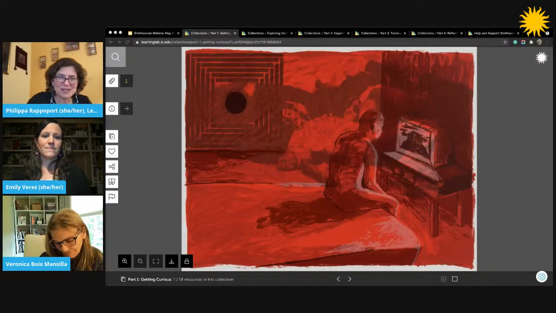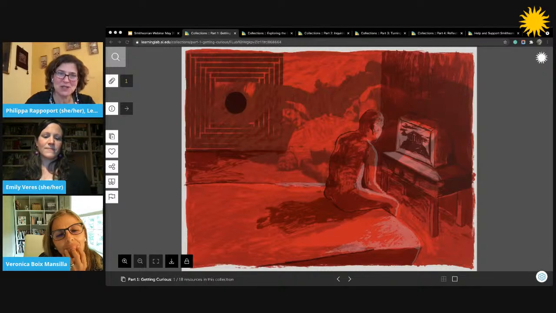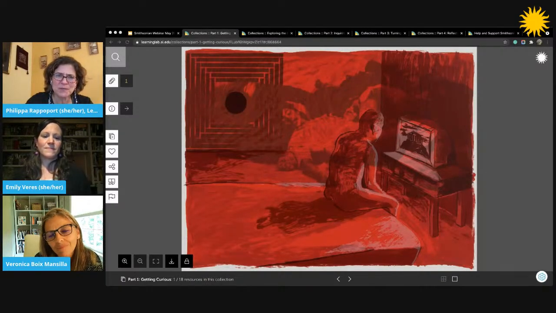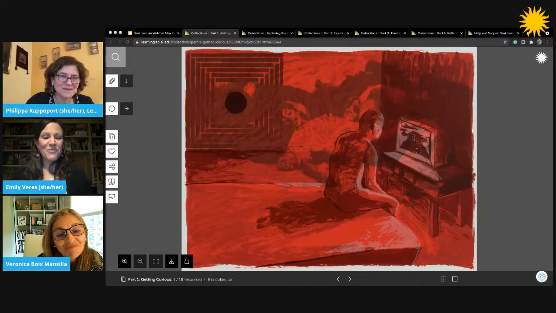I can throw out some wonders while we're waiting for some to come in the chat. For me, I'm wondering what is causing what seems to me to be such intensity as he's peering at the screen. He seems to be watching it with complete full attention. And what is he watching? Go ahead. You go first, Veronica.